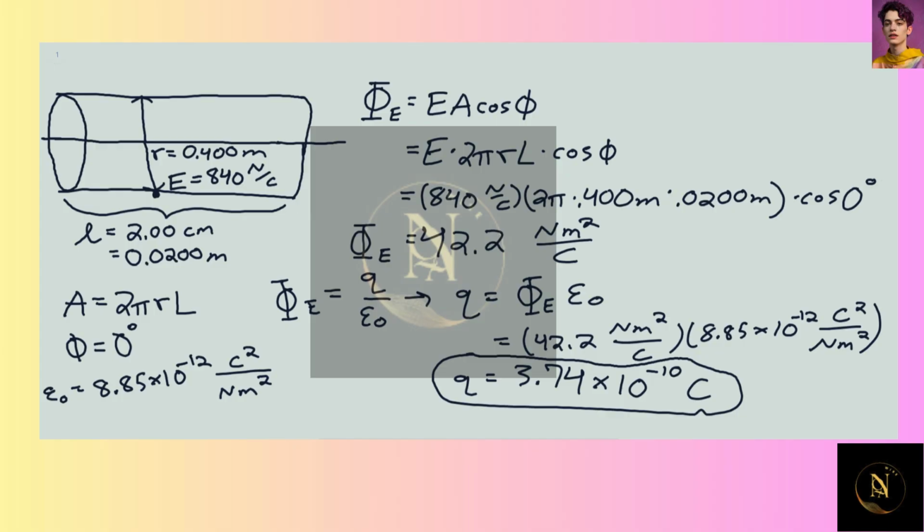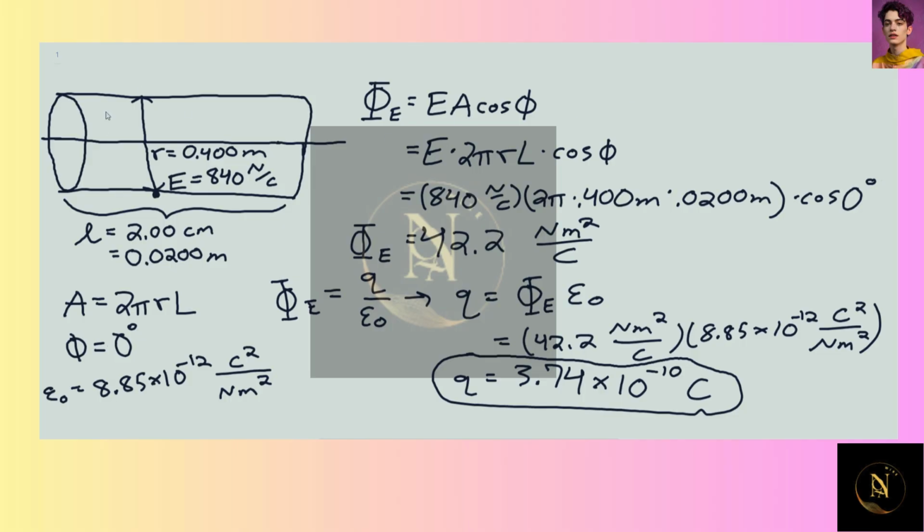Then I just use the definition of electric flux, because in order to use Gauss's law, I need to get the electric flux. The basic definition is the electric field multiplied by the surface area times the cosine of phi, where phi is the angle between the normal to the surface and the electric field. In this case, because I've drawn a cylinder, the electric field is going straight out of the surface of the cylinder. So the angle between the electric field and the normal to the surface is just 0 degrees. The electric field is directly along the normal to the surface, so we don't need to worry too much about this angle.